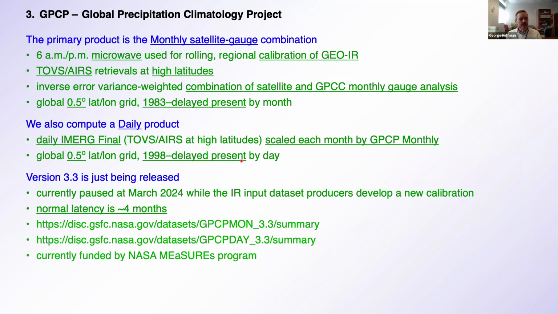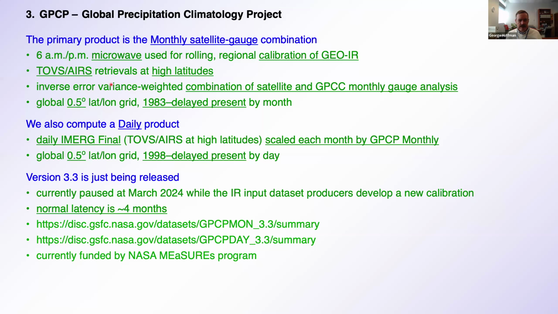GPCP. So we use, I've said this, the 6 a.m. and 6 p.m. microwave for rolling regional calibration of the GOIR. And then at high latitudes where the GOIR isn't seeing, as the Earth converges toward the pole, the GOIR isn't terribly useful. And so we use TOVS and AIRS. It's really old data, and we're desperately trying to replace it with something more modern.